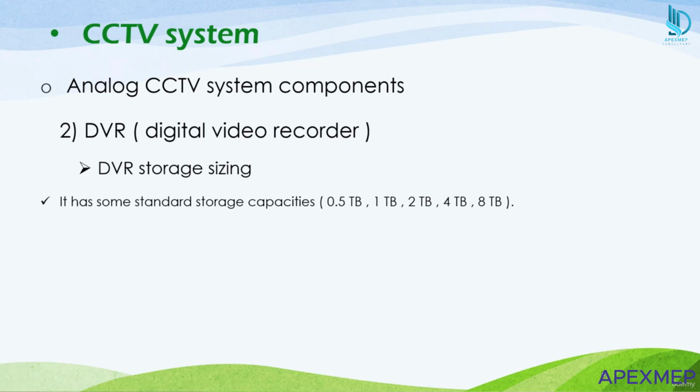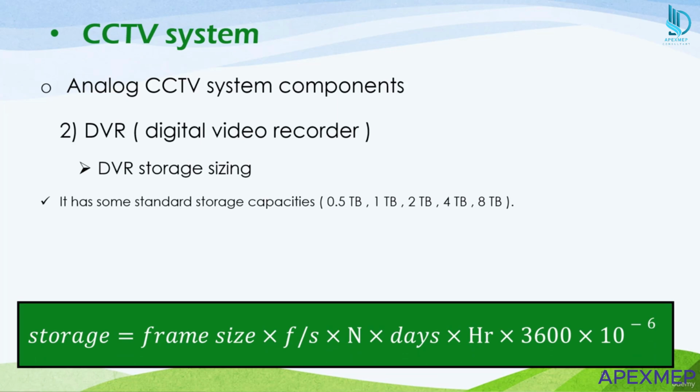But now the question in your mind may be: how can we select the suitable capacity of the DVR from those different capacities, or which capacity will be sufficient in our project? Here we say that the DVR storage capacity in gigabytes is calculated from this equation, where the required storage capacity of the hard disk in gigabytes equals the frame size times the frames per second times the number of cameras that this DVR will be connected to times the total number of days times the number of hours per day times 3600 times 10 to the power minus 6.